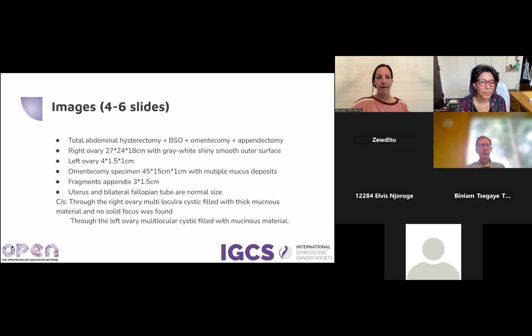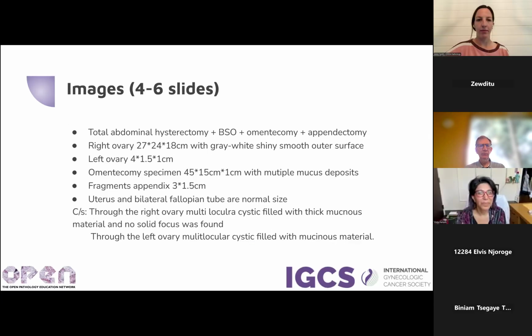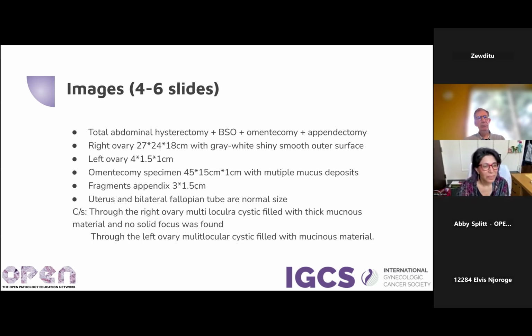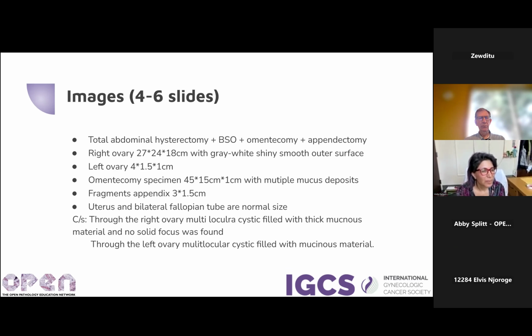The right ovary measures 27 by 24 by 18 centimeters with gray-white shiny smooth outer surface. Left ovary smaller, 4 by 1.5 by 1 centimeter. Omentectomy specimen, 45 by 15 by 1 centimeter with multiple mucus deposits. And fragment of appendix, 3 by 1.5 centimeter. The uterus and the bilateral fallopian tubes are normal in size, also unremarkable on cut section. Cut section through the right ovary, multilocular cystic filled with thick mucus material, and there was no solid area found. Through the left ovary, again, multilocular cystic filled with mucus material.